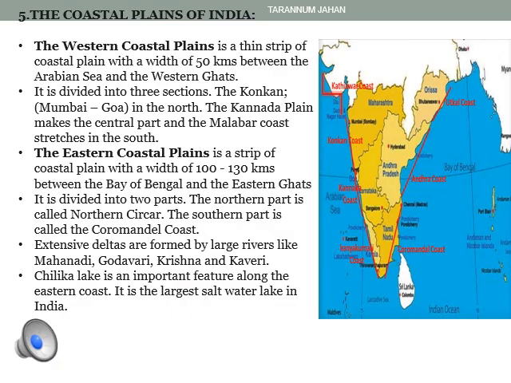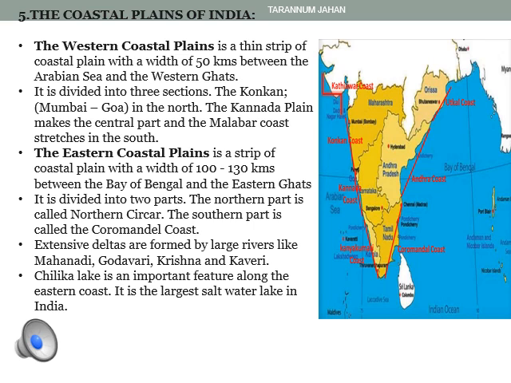So these are the coastal plains, the western coastal plains and the eastern coastal plains. The western coastal plain is near the Arabian Sea and the eastern coastal plain is near the Bay of Bengal. The western coastal plain is divided into three: the Konkan, Kannada and Malabar coast. The Konkan coast covers the area from Mumbai to Goa. Kannada coast covers the area of Karnataka. Malabar coast covers the area from South Karnataka to Kerala.